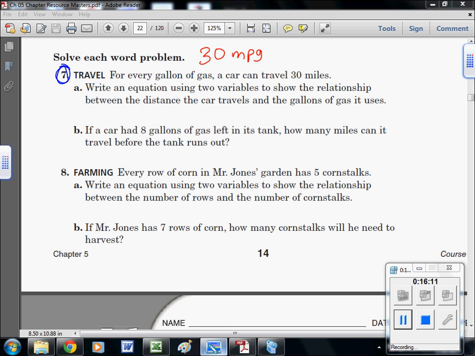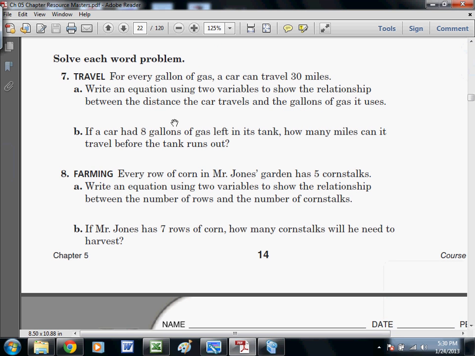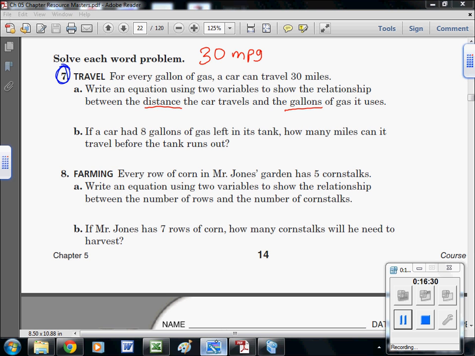So for every gallon of gas, the car travels 30 miles. Write an equation using 2 variables to show the relationship between the distance the car travels and the gallons of gas it uses. So distance and gallons of gas, those are the items, those are our variables. Those things are changing. It says to show the relationship between the distance and the gallons, okay?